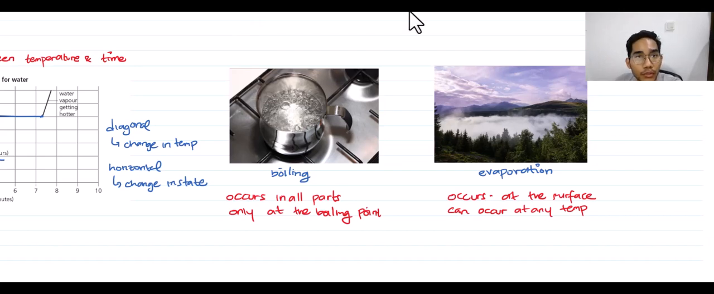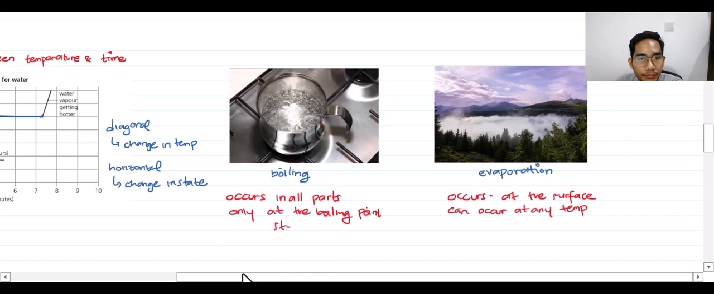And then one more thing about the difference between boiling and evaporation is that boiling produces steam. It's an actual mixture of steam and water vapor. Meanwhile, evaporation only produces water vapor. Okay, that's the product of boiling and evaporation. Those are the differences between boiling and evaporation.